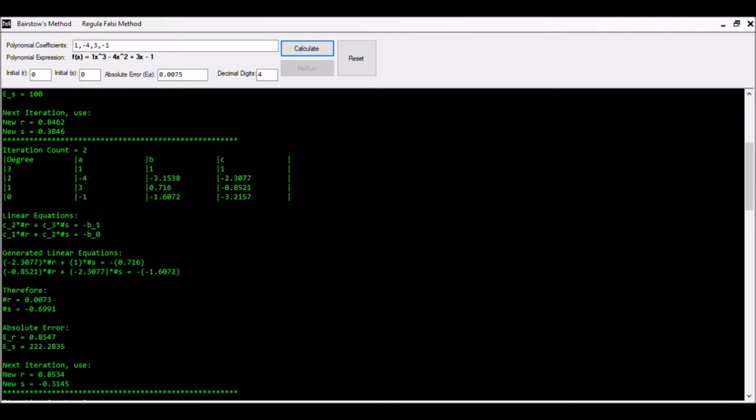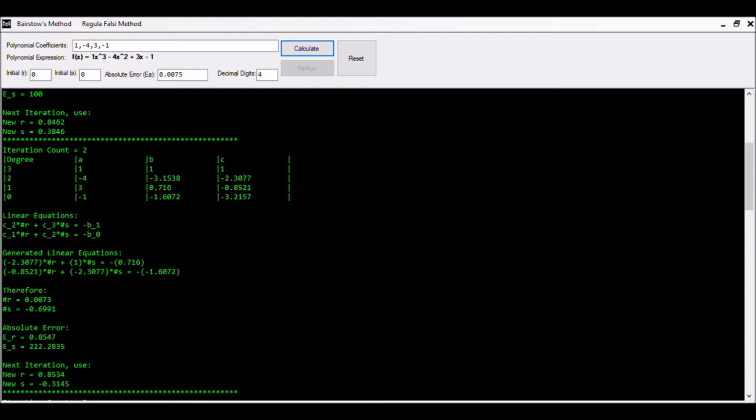In the next iteration, using synthetic division, we generate A0 as negative 1, A1 as 3, A2 as negative 4, A3 as 1, B0 as negative 1.6072, B1 as 0.716, B2 equal to minus 3.1538, and B3 equal to 1. And also here C0 is equal to negative 3.2157, C1 is negative 0.8521, C2 is negative 2.3077, and C3 is equal to 1.